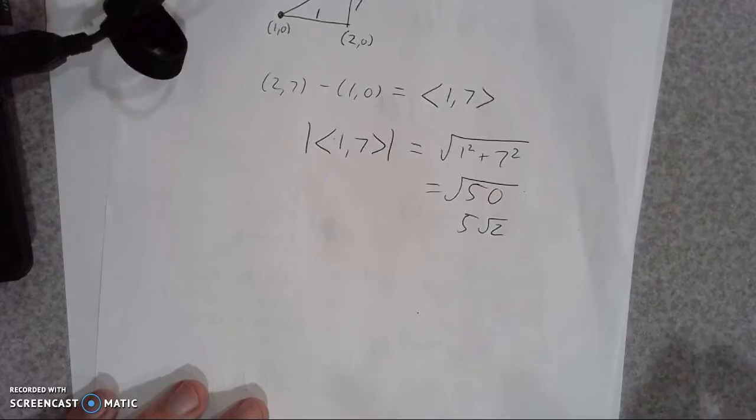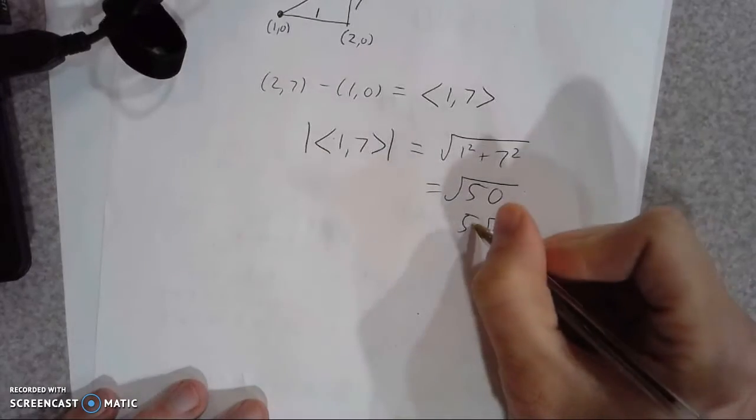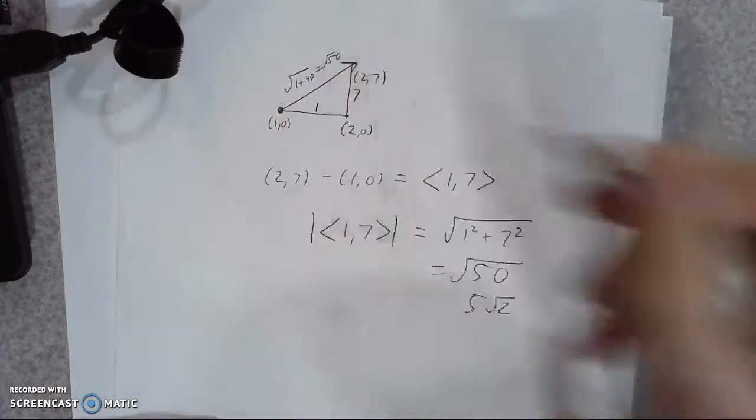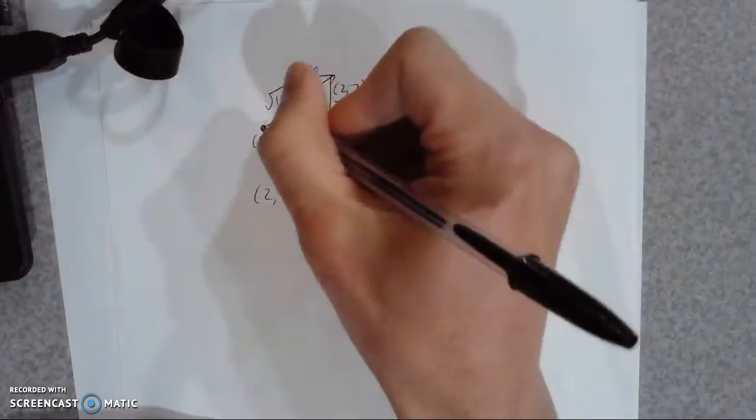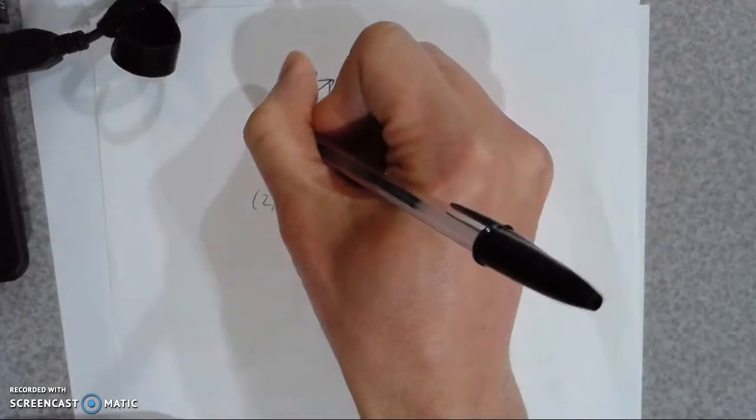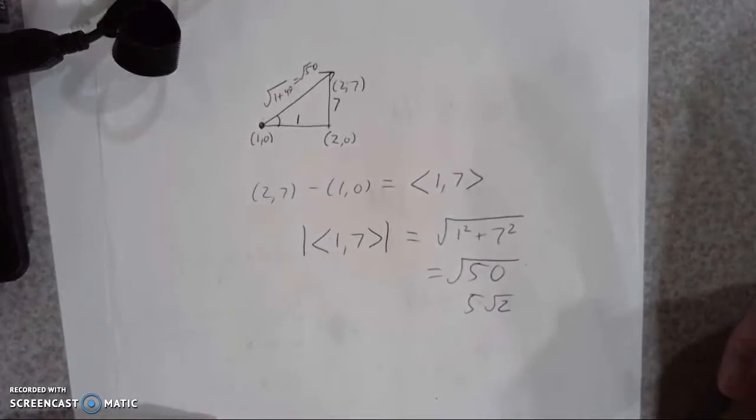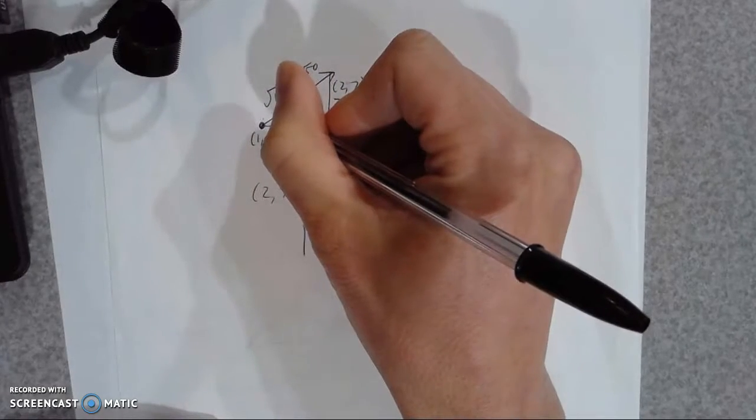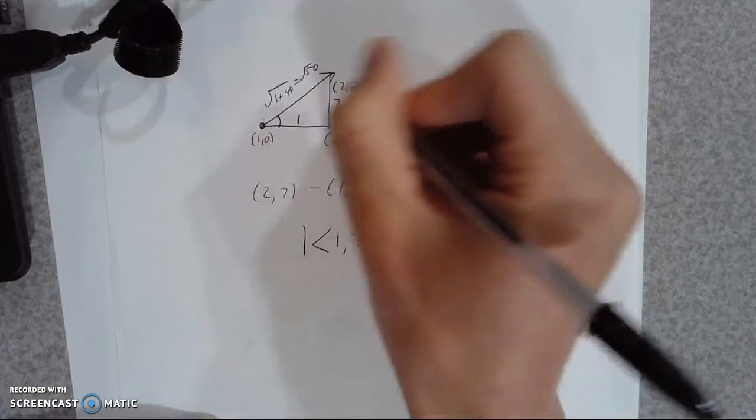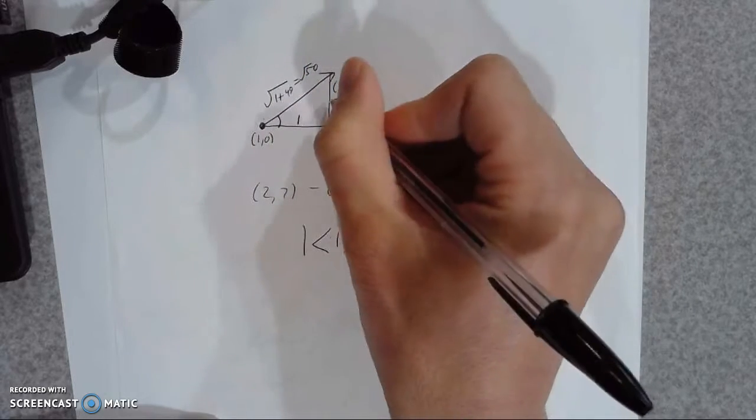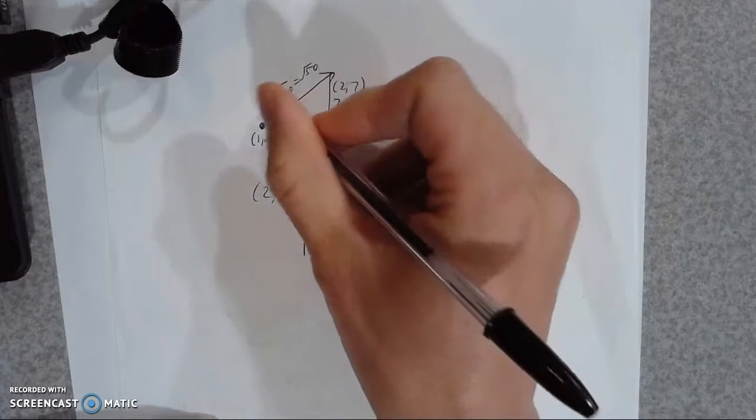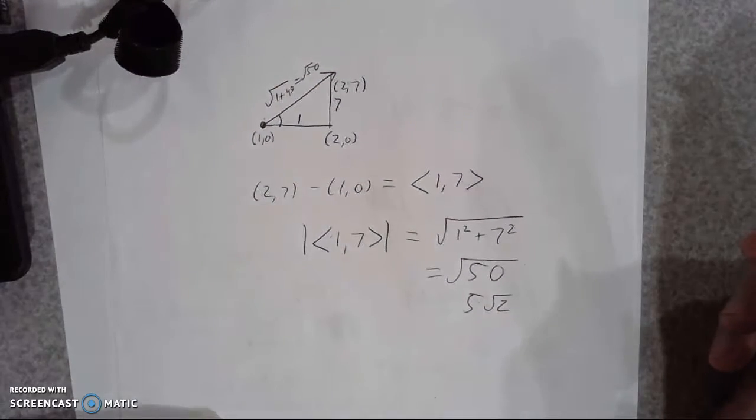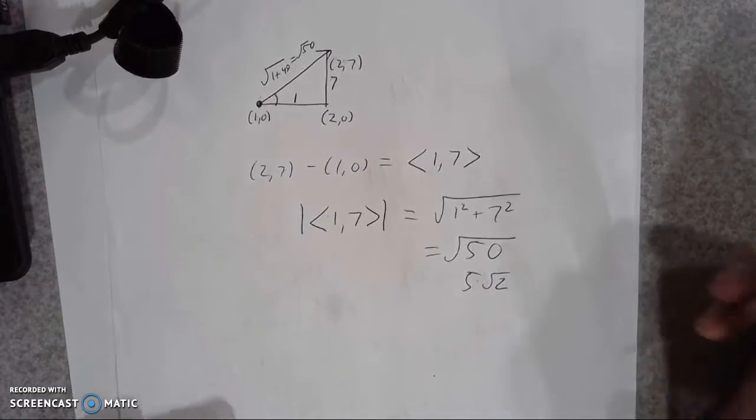Okay, so every vector has a magnitude and a direction. You could also find the angle that goes with that direction. How would we go about finding this angle here? Oh, well, we are in trigonometry, right? So we could do the inverse tangent of 7 over 1. That would give us that angle right there.